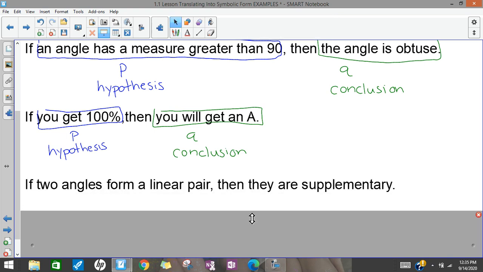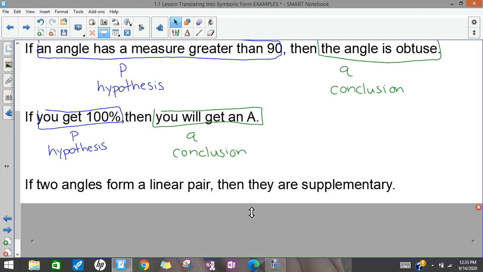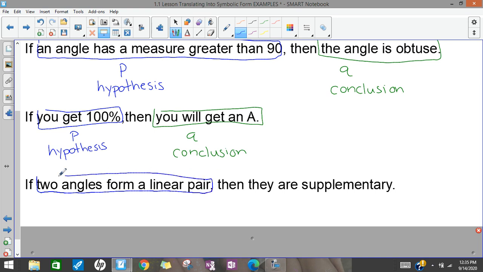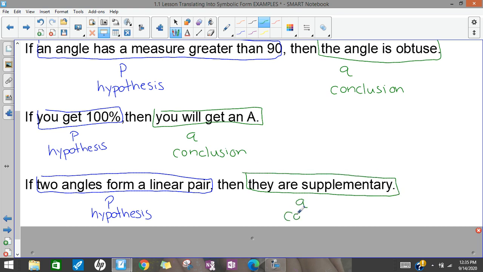So what I want you to do now is I want you to try this one. I want you to identify or write the hypothesis, identify, and write the conclusion. Take a minute to do that, and then I will go over the answer. So again, just like with the other ones, the words between if and then, two angles form a linear pair. That's my hypothesis. The words after the word then, they are supplementary. That's my conclusion.